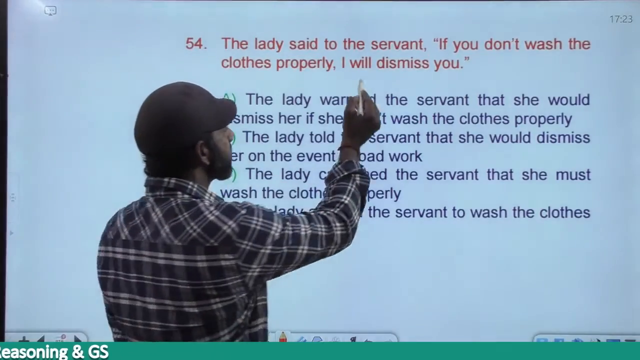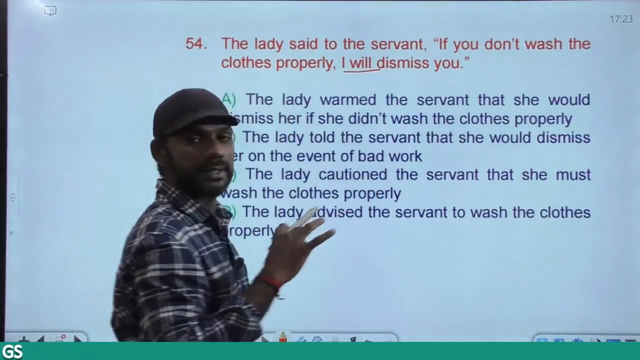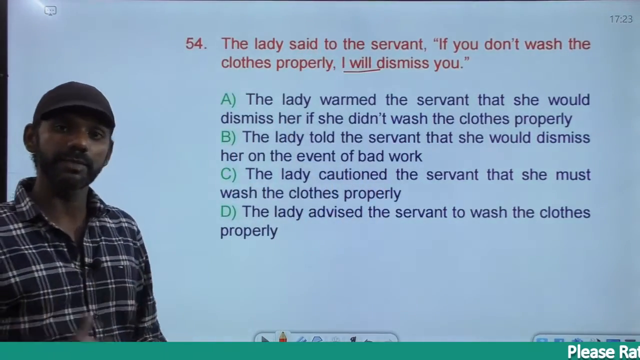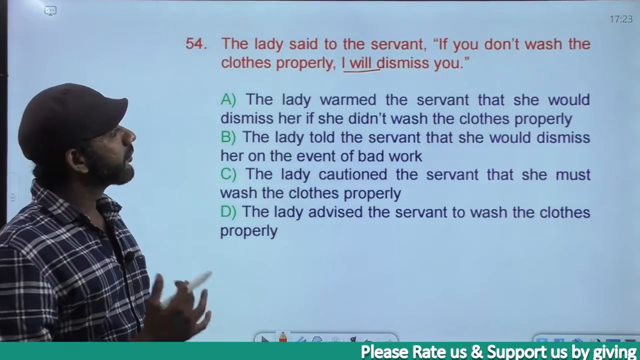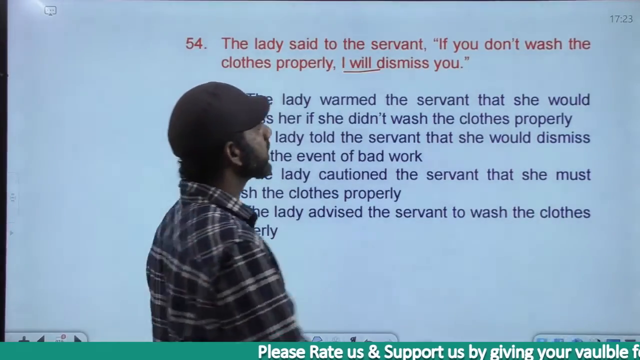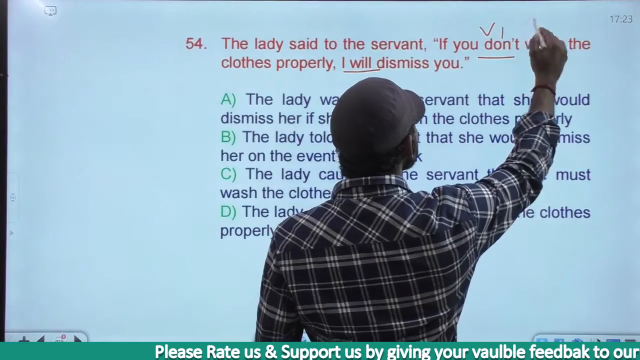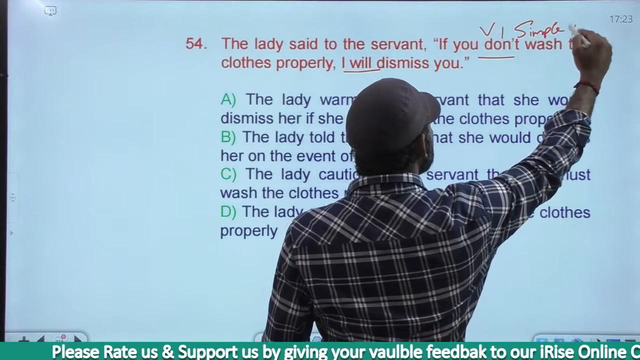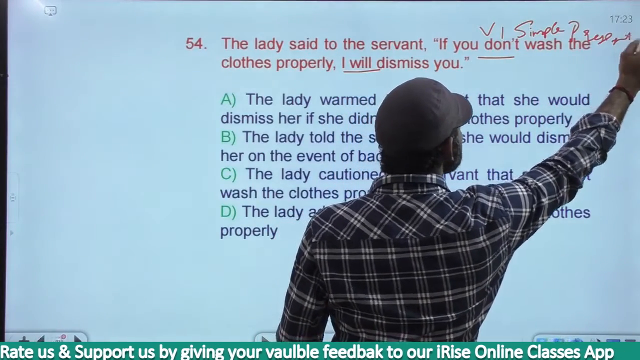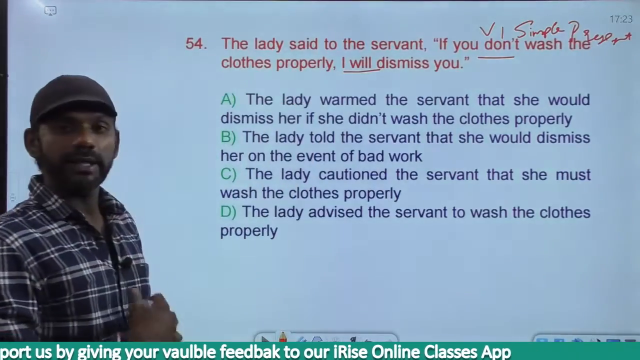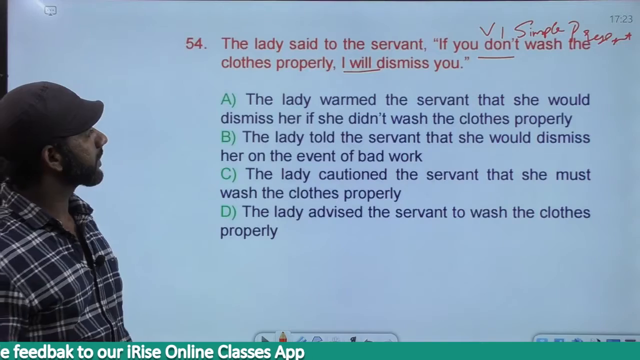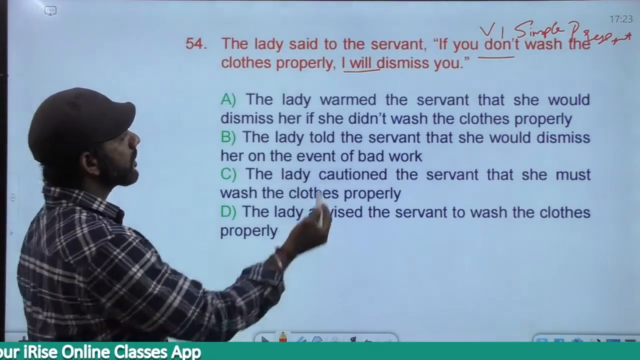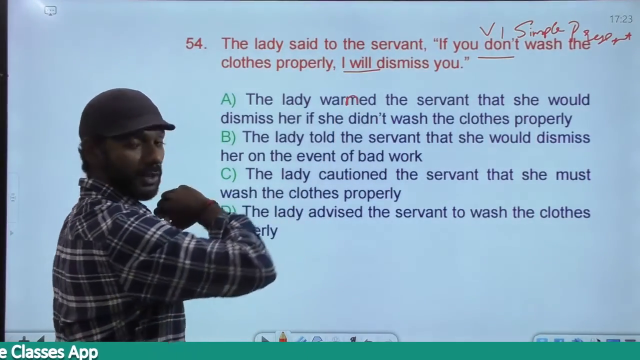I will dismiss you is future tense. So the concept of conditional sentences is completely fine. This sentence is grammatically correct. Now, if you don't wash, do is V1. V1 is simple present. Simple present must become simple past. I will dismiss you, will changes to would. Now come to option A. The lady warned, it's warned, not warned.